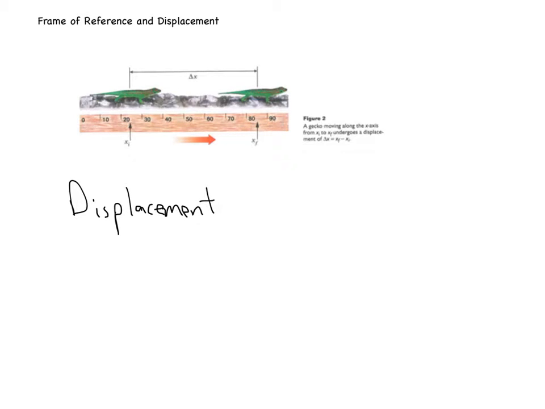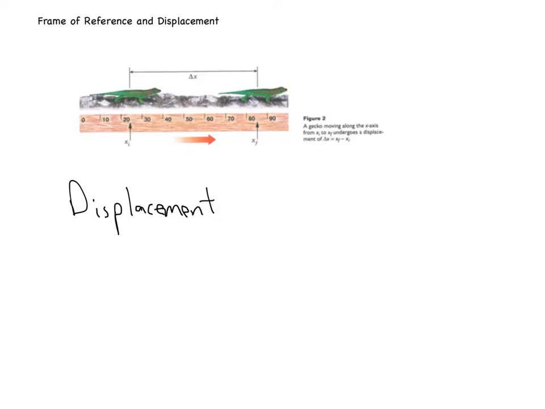So let me introduce a physics term, our first one really, other than frame of reference, and that is displacement. The displacement of an object is a line drawn, or the distance of a line drawn, from the initial position to an object's final position. So if you imagine, here's a gecko, maybe the one from the commercial, maybe not, and it starts at this position here, somewhere around 22 centimeters. And it moves in a straight line to about 85 centimeters.